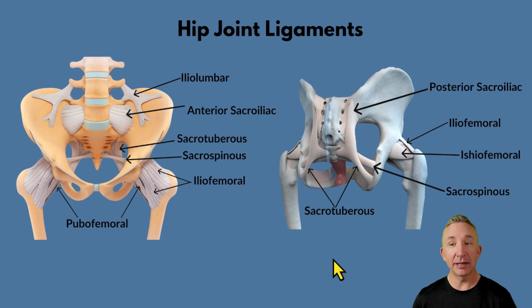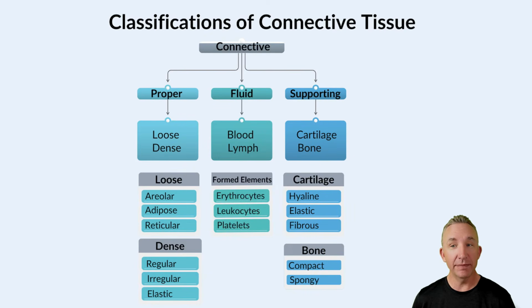When we cover ligaments, remember this is a type of connective tissue. As I pull up this chart that we've covered previously, there are 4 types of tissue in the body: epithelial, connective, muscle, and nervous. And now we're talking about connective tissue. There are 3 types: connective tissue proper, fluid, and supporting.